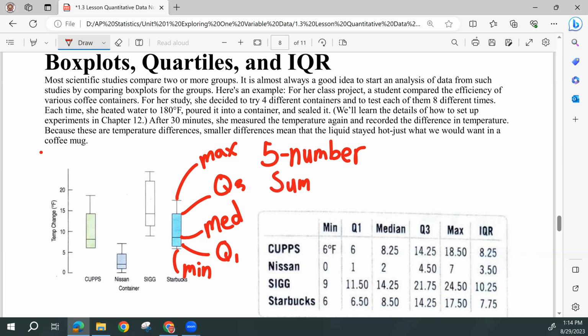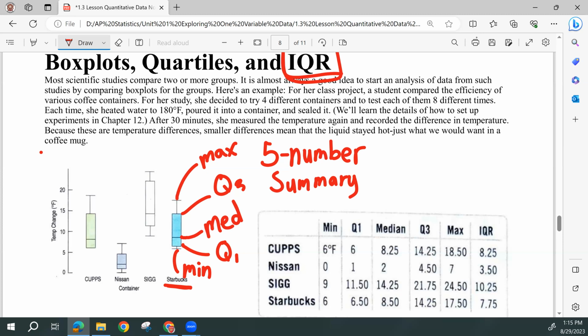And so what this really does is it shows you, if we were to break all of the data points up for this data set where we're talking about Starbucks, from the minimum to Q1, that represents 25% of the data points. Between Q1 and the median, that's 25% of the data points. Between the median and Q3, 25% of the data points. And between Q3 and the maximum, that represents the last 25% of the data points. So the box represents half, or 50%, of the data points. Each whisker is 25%.